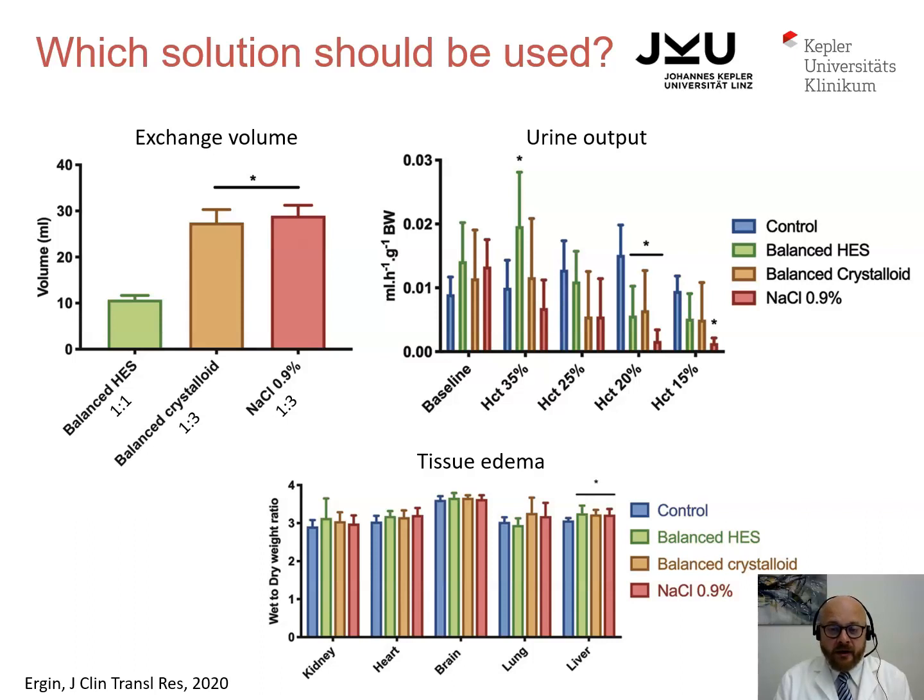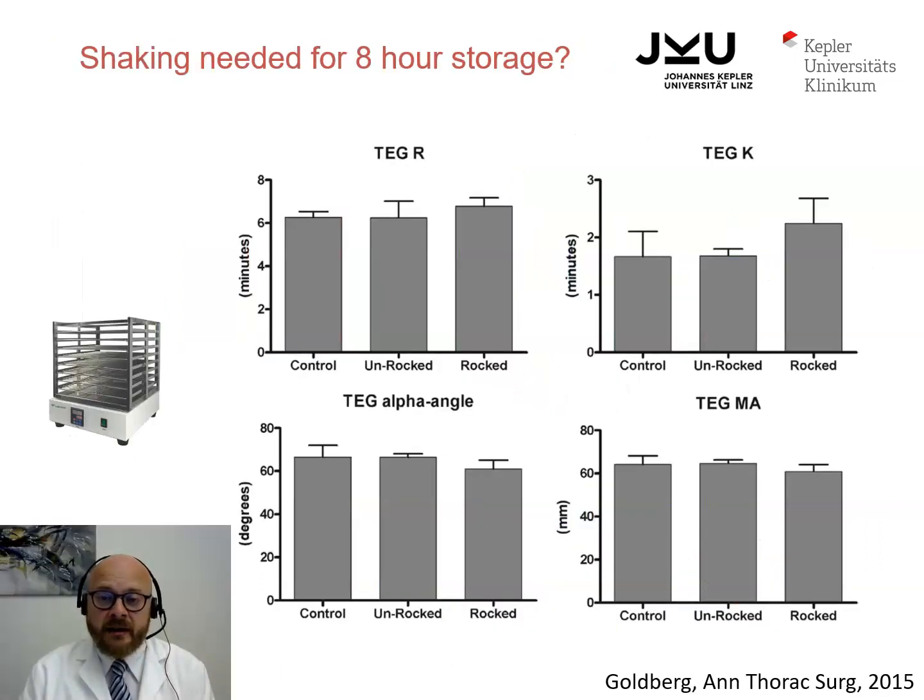If you take away the blood, it is discussed in the literature that the blood that is taken away for the purpose to give back should be stored on a shaker in order to maintain the function of the platelets. What you can see here is a TEG analysis of the blood taken away for 8 hours. And as you can recognize, there is no difference in the coagulation parameters, no matter whether the platelets are rocked or unrocked. And as a consequence, for sure, it is good if you have a shaker in the OR, but not many ORs can provide that.